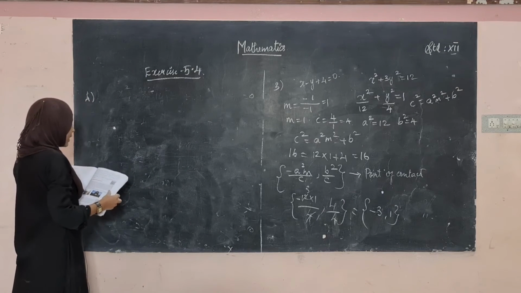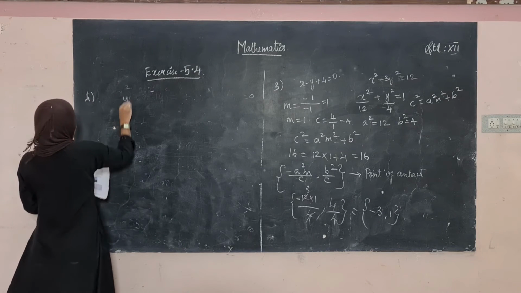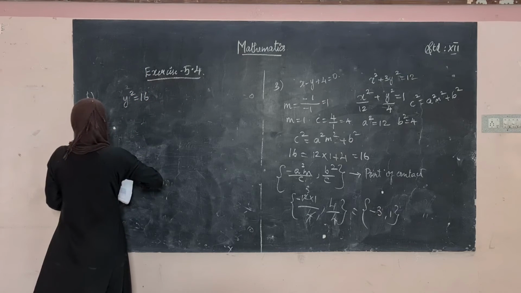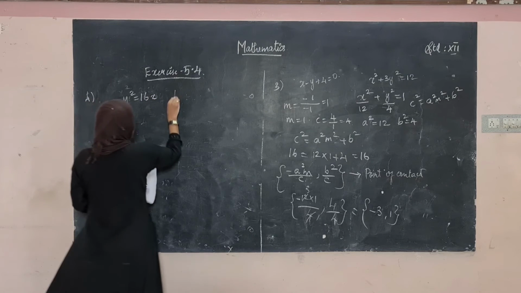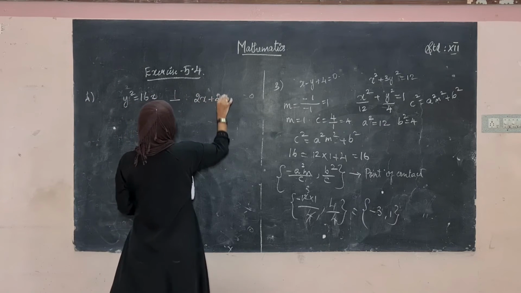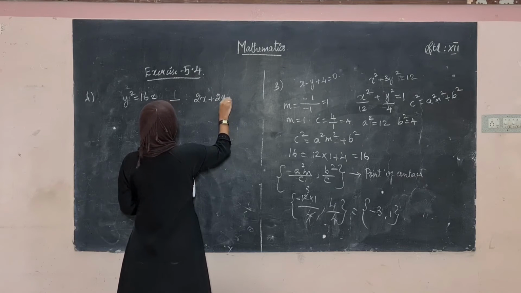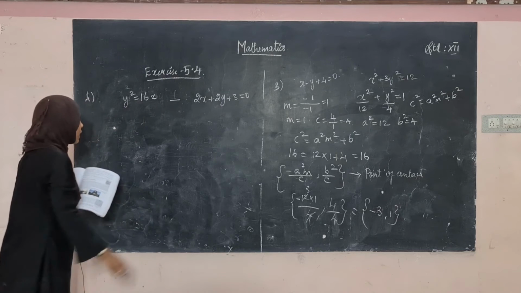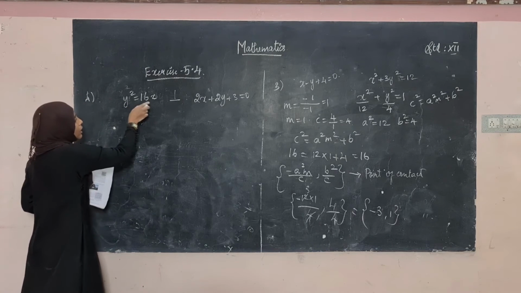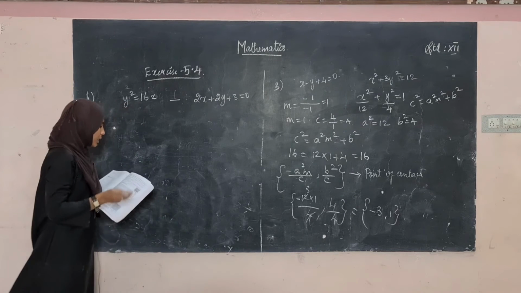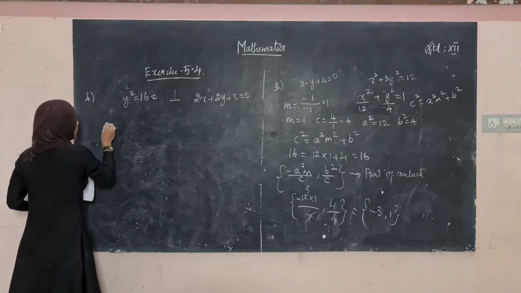What's the fourth sum? Find the equation of the tangent to the parabola y square is equal to 16x perpendicular to the line 2x plus 2y plus 3 is equal to 0. So we have to find the equation of tangent to the parabola. So this is the parabolic equation. The tangent is perpendicular to this. So what's the equation of tangent?